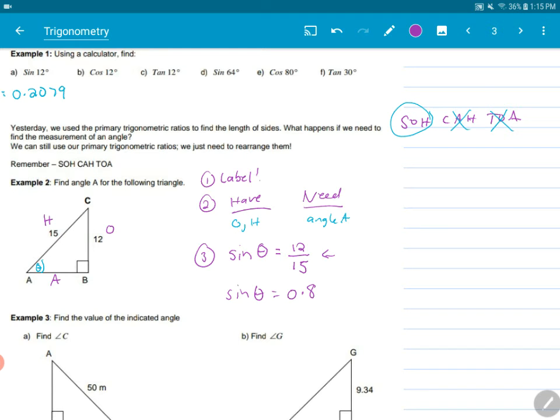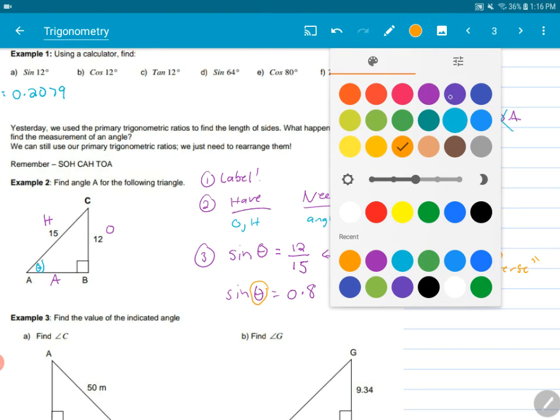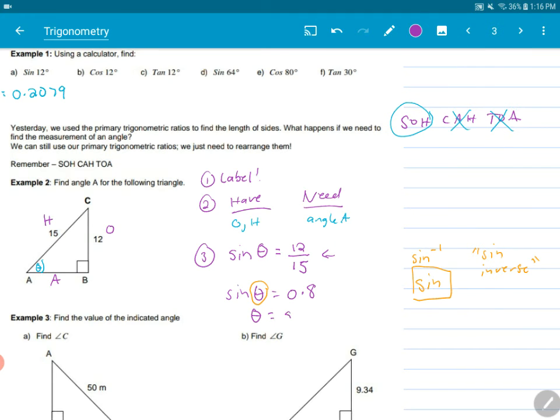That's the easy part. The last thing that we have to do is that we're trying to get this theta by itself. We don't have it yet. We have sine theta, but we want just theta. So you need to go on your calculator, and usually where the sine button is, above it, there's like in small writing, maybe a different color, it says sine minus 1, which is also called sine inverse. So really that means it's how we do the opposite operation to get this by itself. So what the goal is here is we're going to say theta equals sine inverse of 0.8.